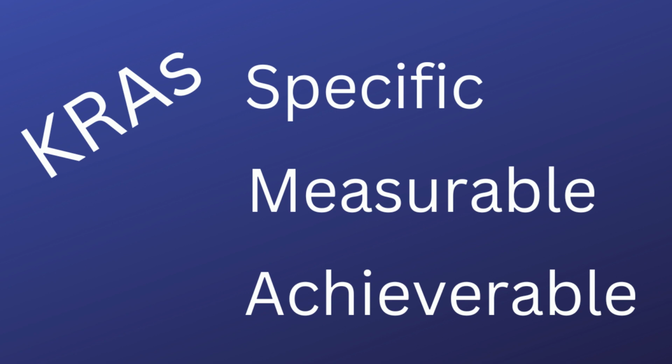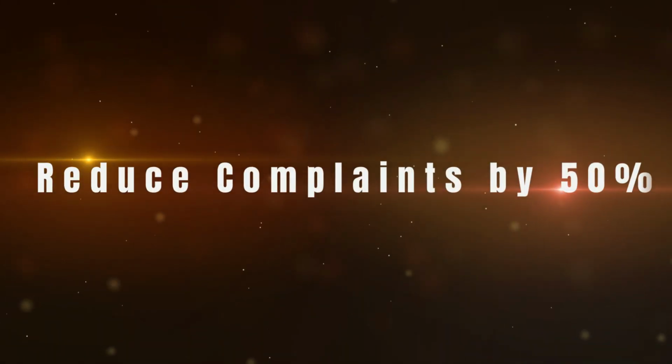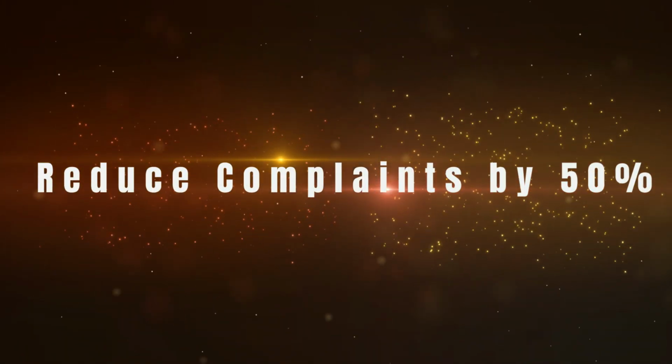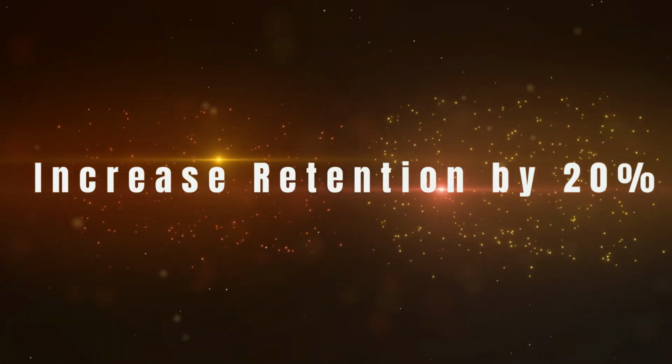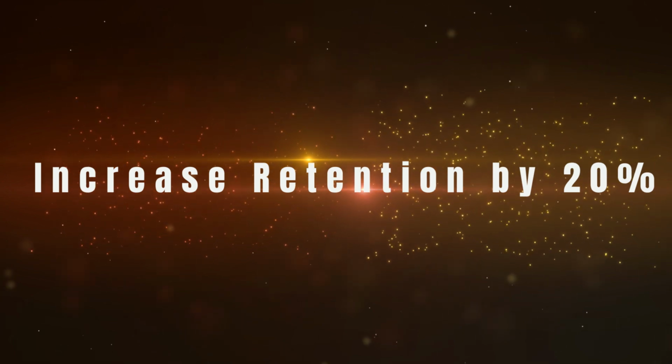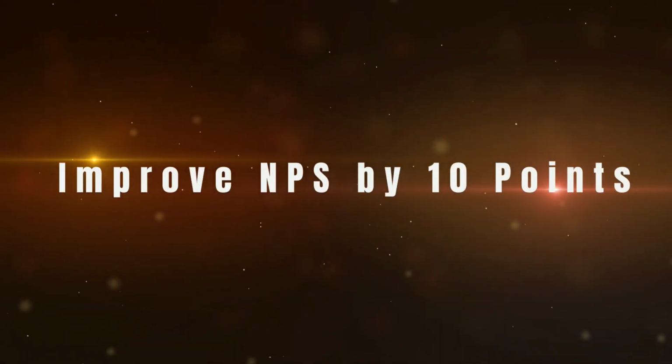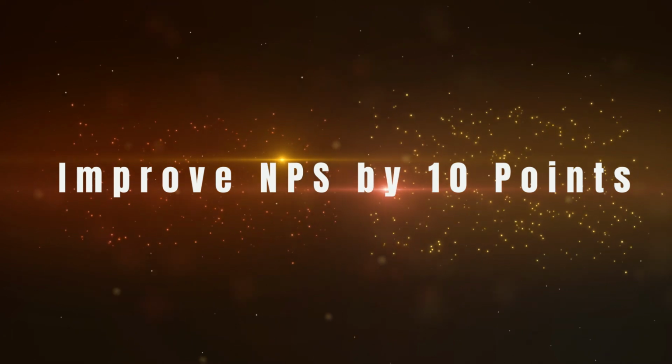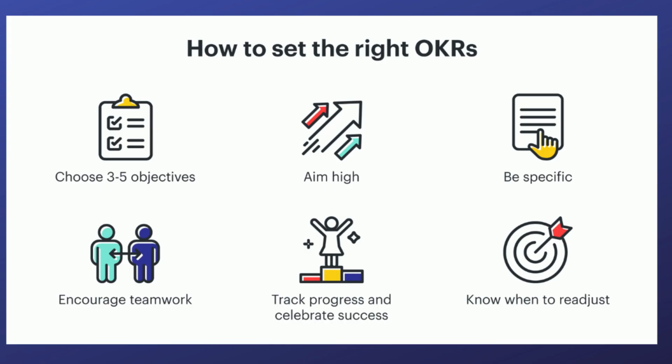Got it. What would be the KRs if a technology company wants to meet their objective of increasing customer satisfaction? The key results for this objective could be KR1, reduce customer complaints by 50%. KR2, increase customer retention rate by 20%. And KR3, improve Net Promoter Score by 10 points. This goal-setting framework helps the company to measure, track and improve customer satisfaction, which is important for any organization.